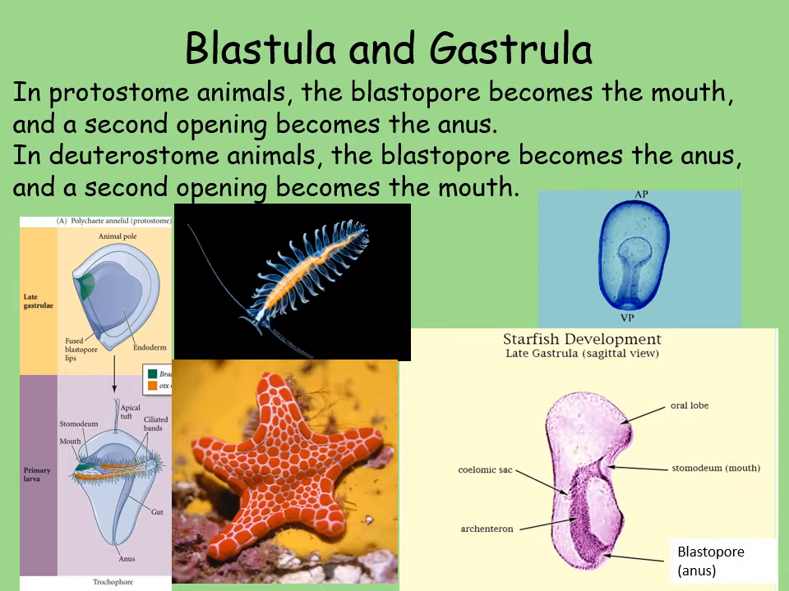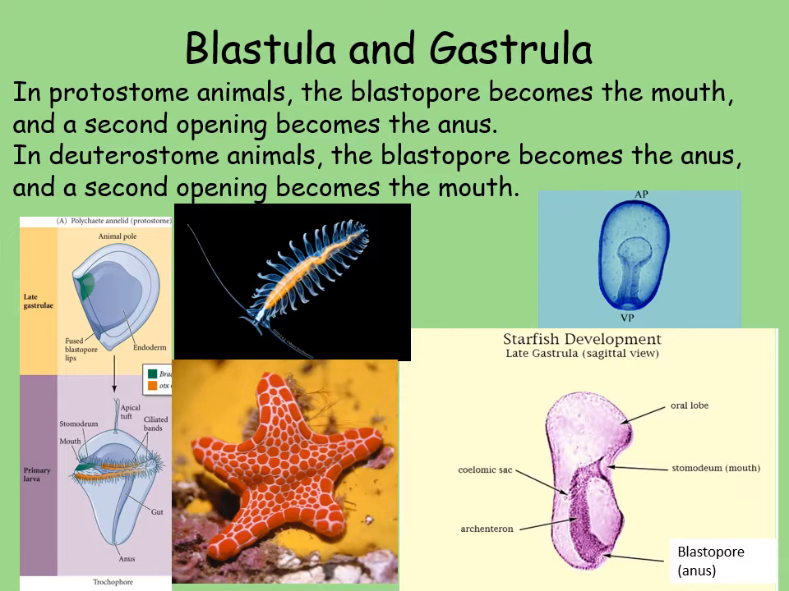You have the protostome animals, and in those animals, the blastopore will develop eventually into the mouth. And the second opening that forms will become the anus. In the case of deuterostome animals, the blastopore will develop into the anus, and then the second opening that forms becomes the mouth. So protostome means first mouth, deuterostome means second mouth.